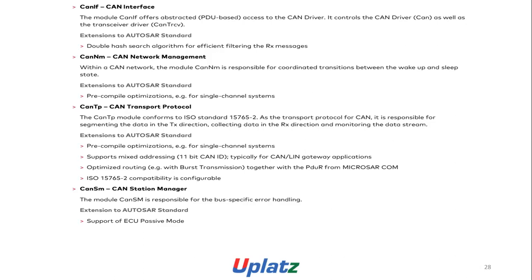Example, for single channel systems. CAN TP, CAN transport protocol. The CAN TP module conforms to ISO standard 15765 as the transport protocol for CAN. It is responsible for segmenting the data in the TX direction, collecting data in the RX direction, and monitoring the data stream. Extension to the AUTOSAR standard: pre-compile optimization. Example, for single channel systems, supports message addressing with 11-bit CAN ID, typically CAN gateway applications. Optimized routing, for example with bus transmission together with PDUR for MICROSAR COM. ISO 15765 compatibility is configurable.